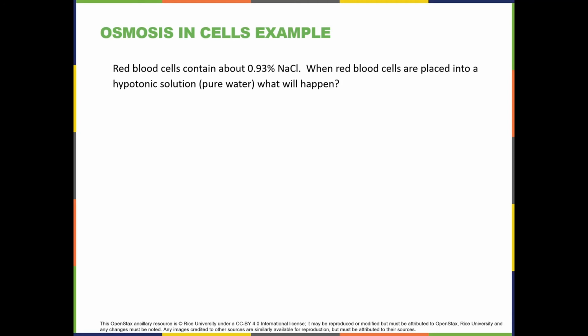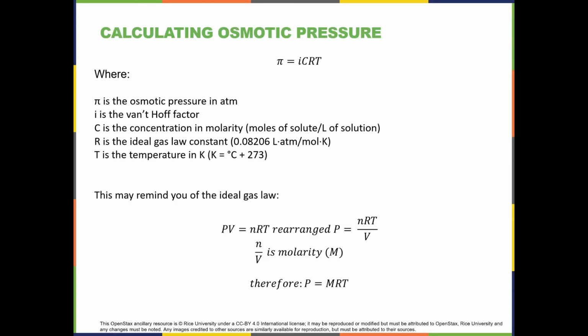It says red blood cells contain about 0.93% NaCl. When red blood cells are placed into a hypotonic solution, pure water, what will happen? Well, the cells will actually blow up and can undergo hemolysis, all right? They'll swell up and they can explode and undergo hemolysis if it is pure water, if the osmotic pressure is that different. The last thing we want to look at in this section is how to actually calculate osmotic pressure.